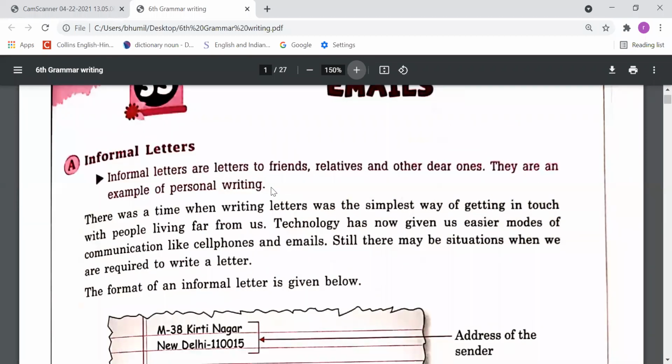Here we are going to study informal letters. Informal letters are letters to friends, relatives, and other dear ones. They are an example of personal writing. There was a time when writing letters was the simplest way of getting in touch with the people living far from us. Technology has now given us easier modes of communication like telephones and emails. Still, there may be situations when we are required to write a letter. The format of an informal letter is given below.